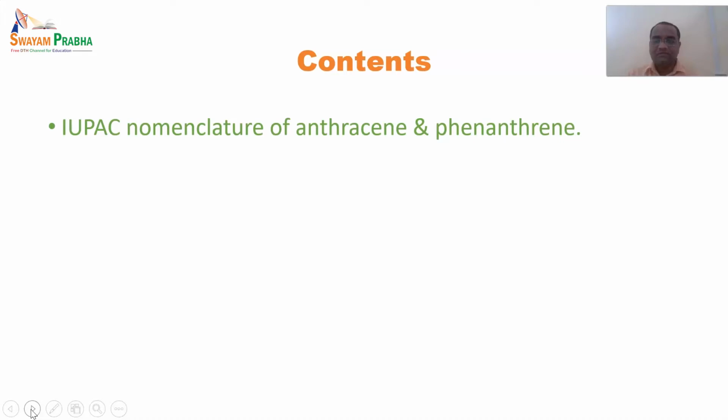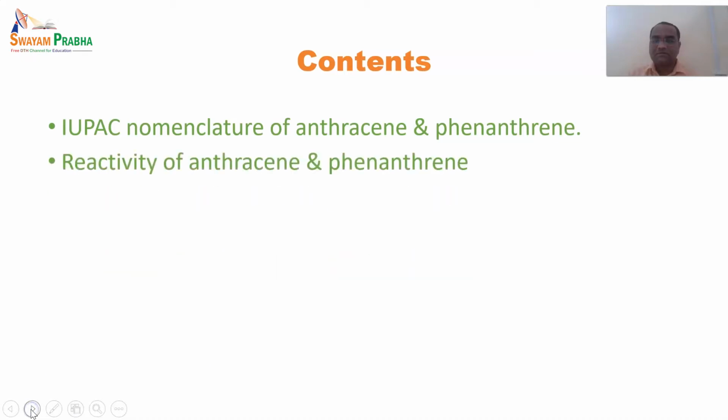In the earlier session we completed 3 examples from polynuclear aromatic hydrocarbons. One was naphthalene, the second was diphenylmethane, and the third was triphenylmethane. Now in this session we will go through anthracene and phenanthrene. These are the last 2 examples from polynuclear aromatic hydrocarbons as per the syllabus.